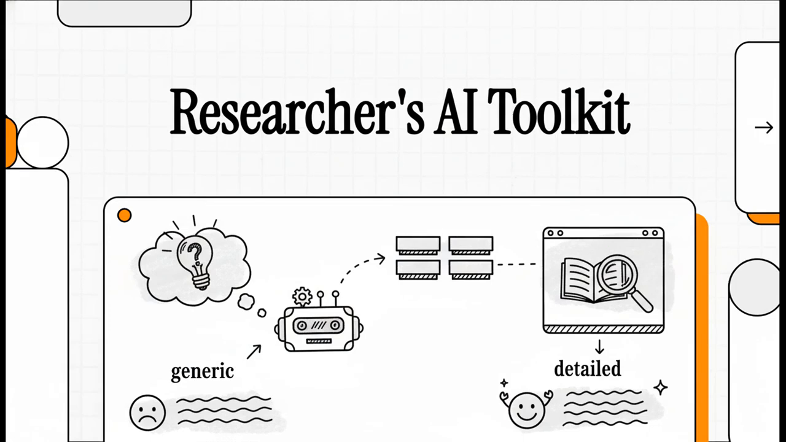So, if you've ever used an AI tool like ChatGPT for your research, you've probably had that moment, that little pang of disappointment when the answer you get back is just, well, kind of generic. You see other people getting these incredible, detailed answers, and you're thinking, what am I doing wrong here? Don't worry, we are going to fix that today.